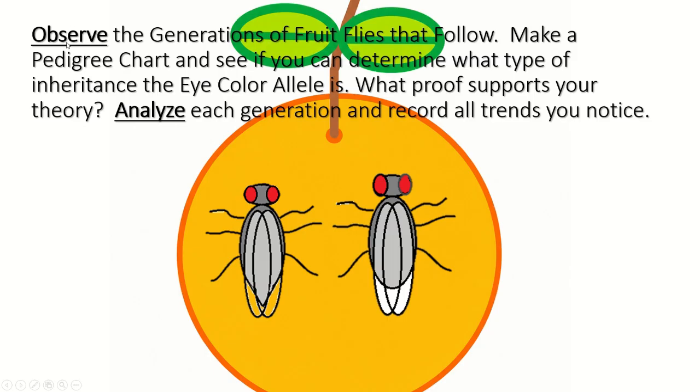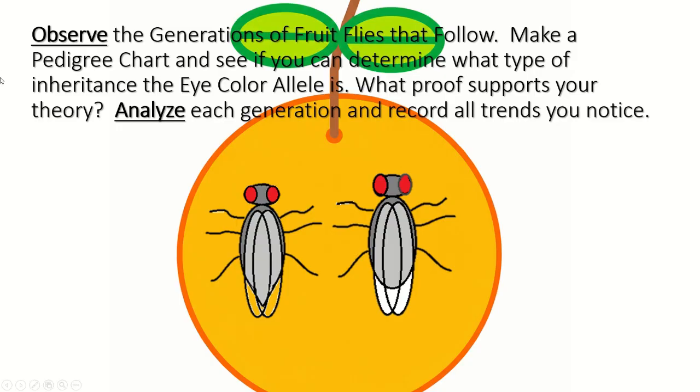Okay, our goal is to observe the generation of fruit flies that follow, make a Punnett chart, and see if you can determine what type of inheritance this case, eye color, the eye color allele is. What proof supports your theory? Analyze each generation and record all the trends that you notice.